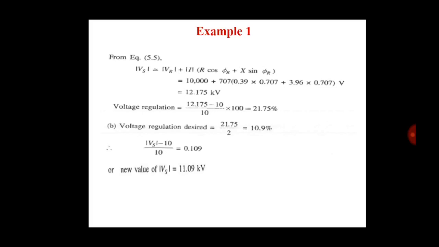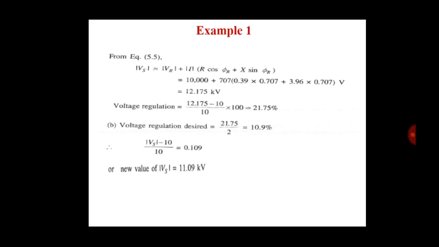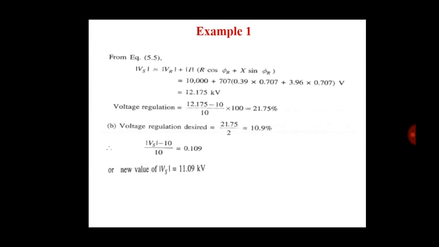From the equation, Vs is equal to VR plus I in the bracket R cos phi R plus X sin phi R. Here we put the value VR is equal to 10 kilovolt, the value of R and cos phi R. First we put the value of I in the bracket, value of R into cos phi plus X into sin phi R. So the value of Vs is equal to 12.175 kilovolt.